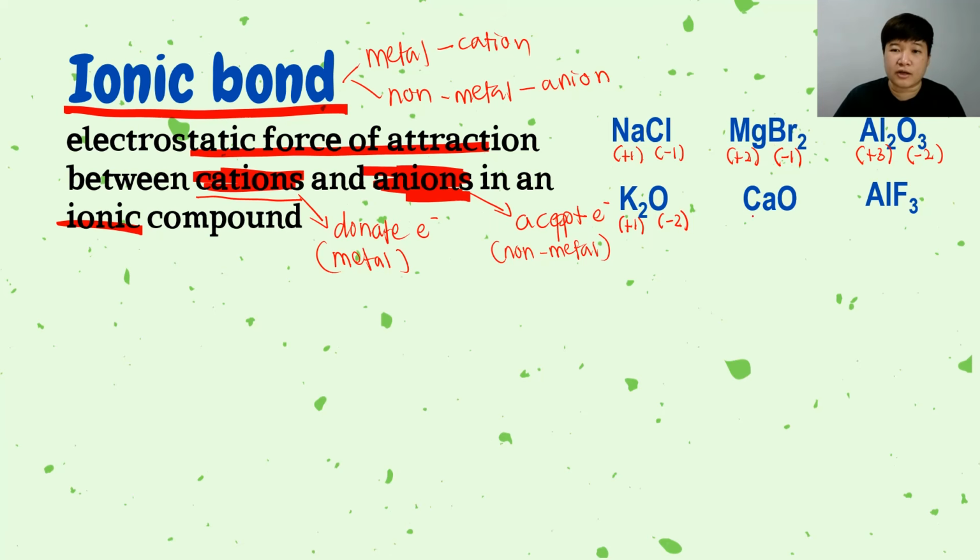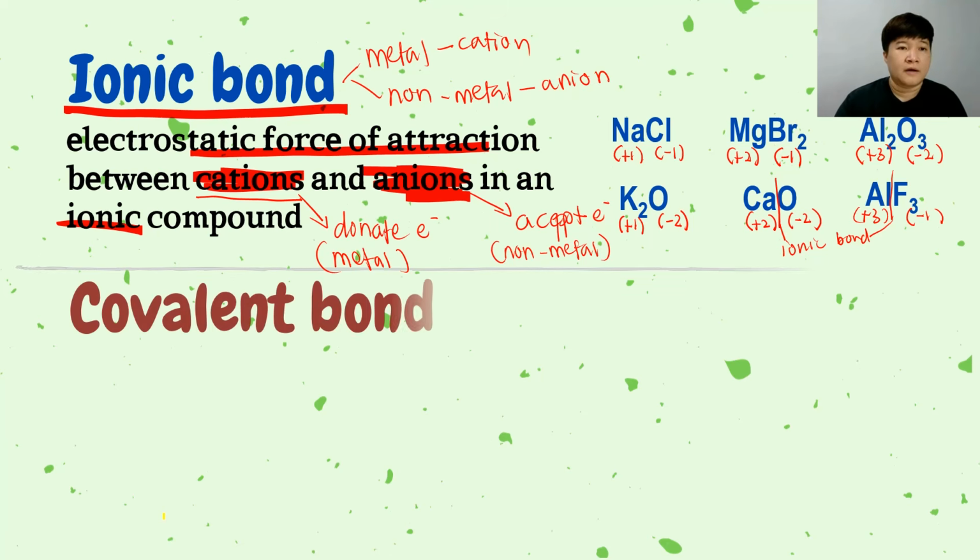So your calcium oxide, you have your positive 2 calcium, negative 2 oxygen. So between calcium and oxygen, you are having ionic bond. Same like your aluminium fluoride, where your aluminium is positive 3 and your fluoride is negative 1. So between them, you are having ionic bond. So ionic bond is the electrostatic force of attraction between cation and anion.